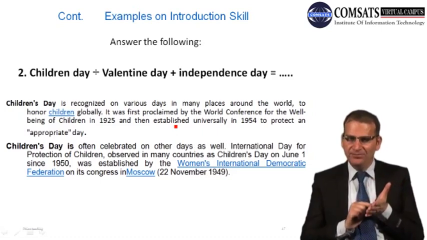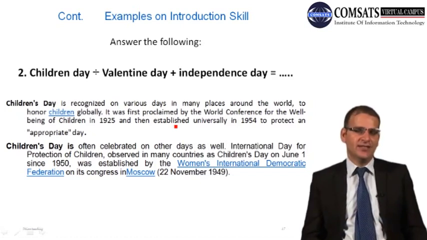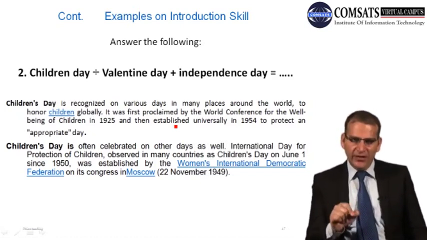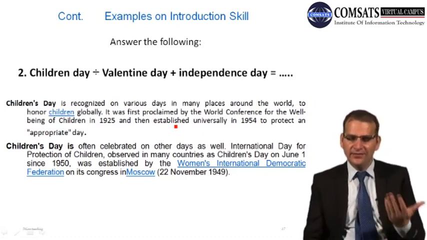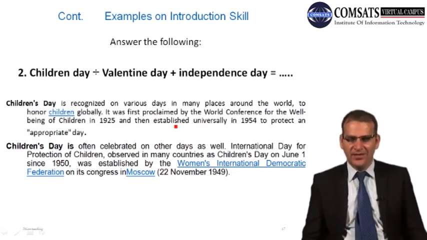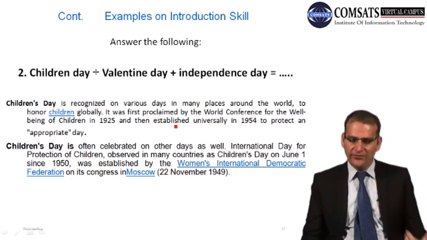Example, 20 divided by 14. Get the answer. Add Independence Day. Say, for example, 14th August. I hope you understand. 20 divided by 14, the answer could be 1 point something. Plus 14th August, could be 15 point something. I hope you understand. Like here, the example in front of you, that Children's Day, and then of course other information is there.